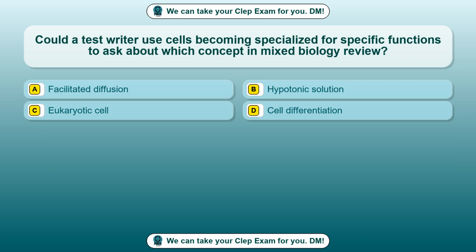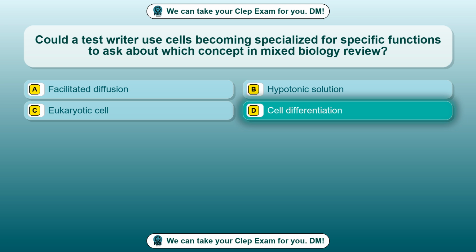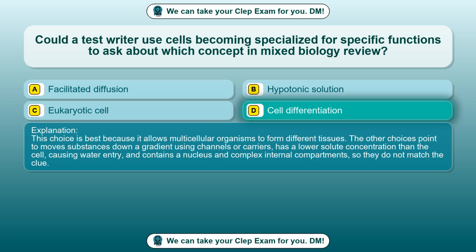Question 64. Could a test writer use cells becoming specialized for specific functions to ask about which concept in mixed biology review? Option A, facilitated diffusion. Option B, hypotonic solution. Option C, eukaryotic cell. Option D, cell differentiation. The correct answer is option D, cell differentiation. This choice is best because it allows multicellular organisms to form different tissues.